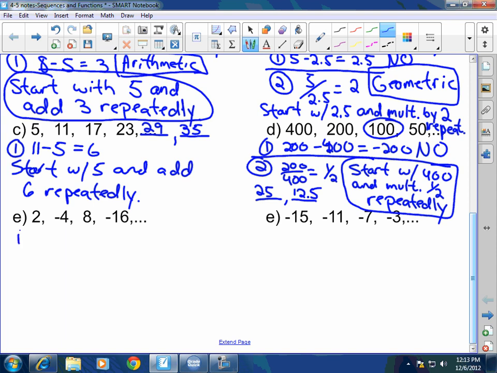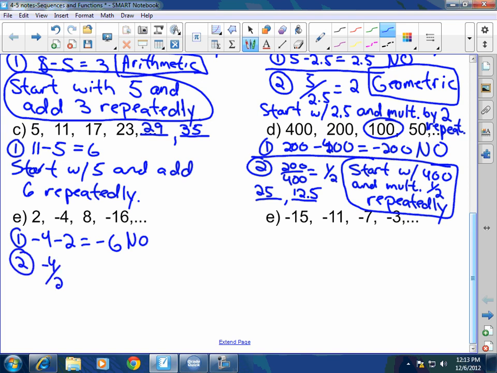Okay, let's do our first test. You're welcome, son. Thank you. -4 minus 2 equals -6. What's 2 minus 6? Okay, what's -4 minus 6? What is -4 minus 6? -10. So does that work? No. So we're going to have to test for a geometric.